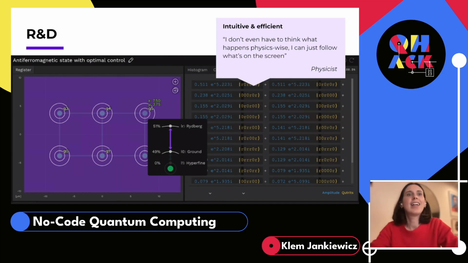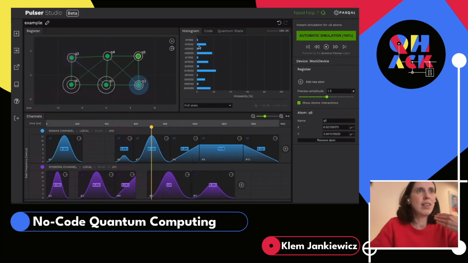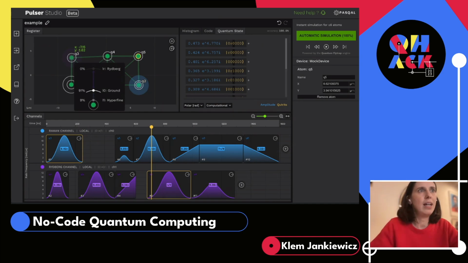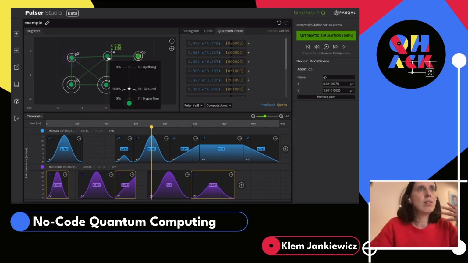And when I was user testing the tool, one of the physicists told me, and I like this quote, I don't even have to think what happens physics-wise. I can just follow what's on the screen. So I thought, oh, we can make the physicist forget about the physics for a second with the interface. But even just the fact that it's interactive, for example, with the measurement, we can see exactly what happens when. If I just hover over different elements, I can immediately see what's happening in all the different places. So even just adding this very basic layer of interactivity can make a tool so much more useful.